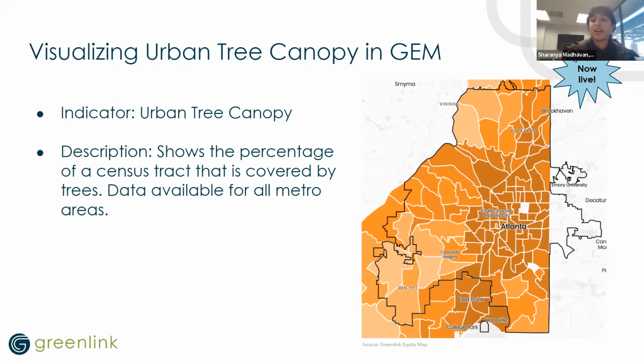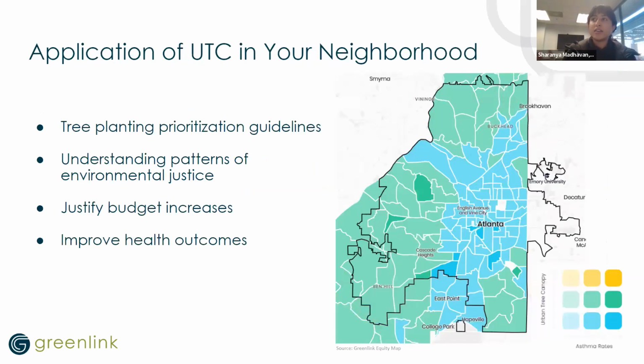Those are areas further out from the built environment that we see in our cities. The description I have listed here is essentially what will be listed in GEM that you all will see. We'll go through that in a second, but before I do, I just want to talk about application real quick. How can we use this data set in our neighborhoods, and what's its importance?